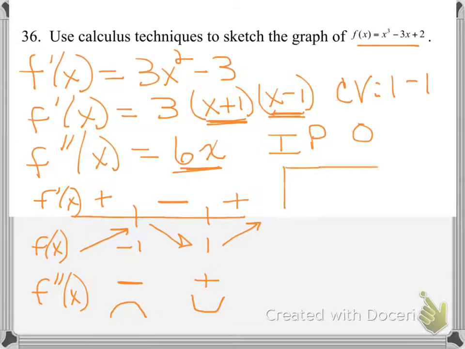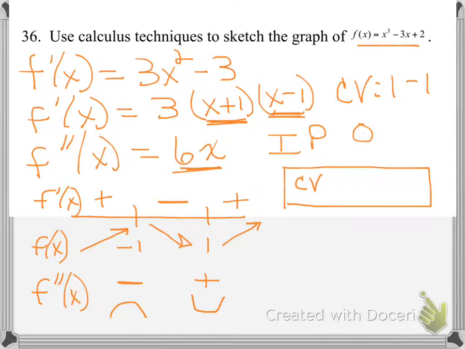Okay, you would write a statement here about what you found with the critical values. This is essential if you're going to use these results. So you would write a statement, and your statement would say that at a critical value of negative 1, the slope goes from positive to negative, indicating that a max is occurring. Also, the second derivative at negative 1 is negative, which affirms the fact I have a concave down maximum value at the critical value of negative 1.